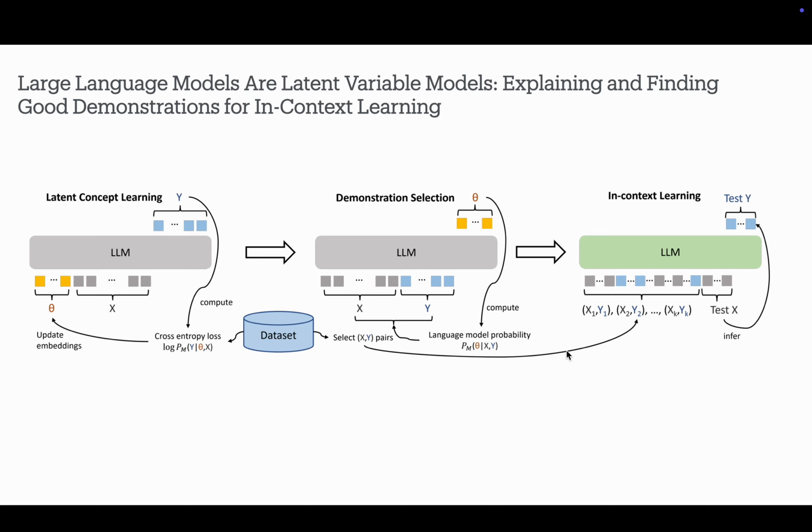The third paper is Large Language Models Are Latent Variable Models. Basically, they learn some explainable latent concept from the demonstrations. And further, it selects some useful demonstrations in the demonstration pool that are relevant to that latent concept. That means those demonstrations will benefit the downstream task greatly. So in this way, you can select some demonstrations from your demonstration database to benefit your downstream task.